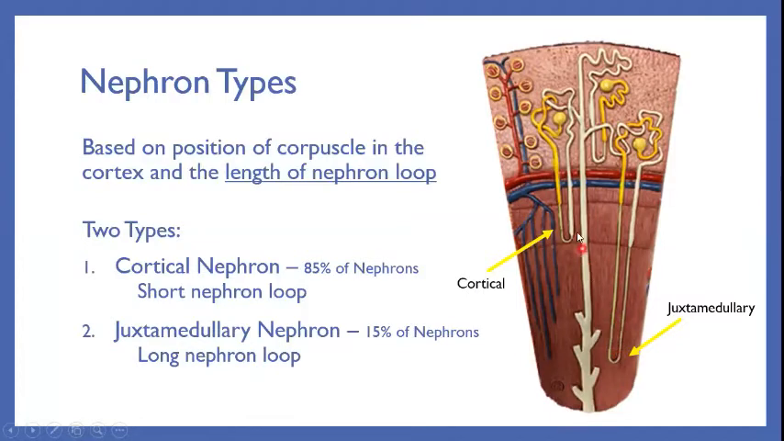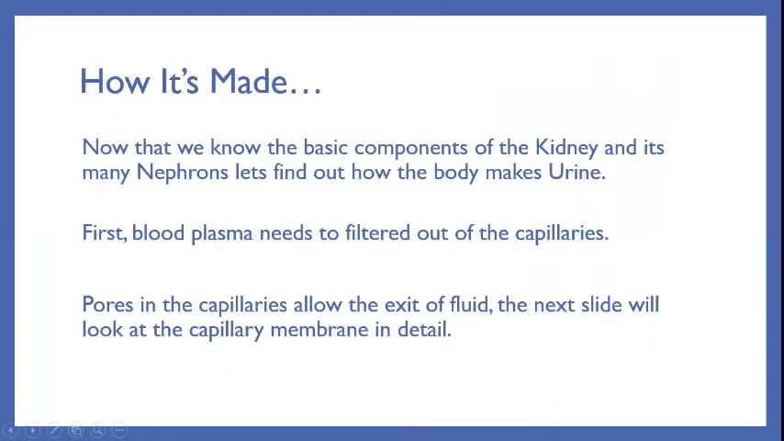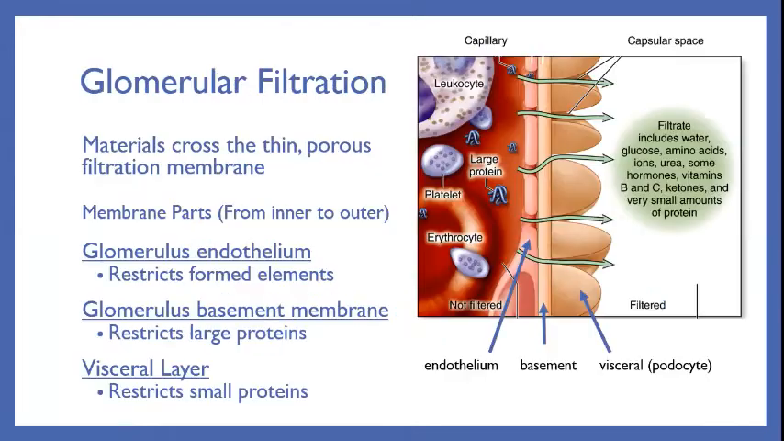Juxtamedullary, cortical. Now that we know the basic components of the kidney and its many nephrons, let's find out how the body makes urine. First, we know that blood plasma needs to be filtered out of the capillaries. Pores in the capillaries allow the exit of fluid, and the next slide will look at the capillary membrane in detail. This right here is our capillary membrane.